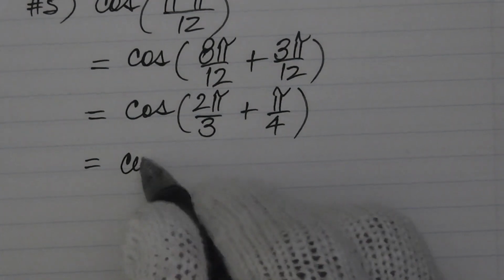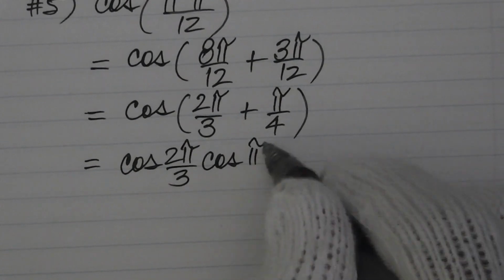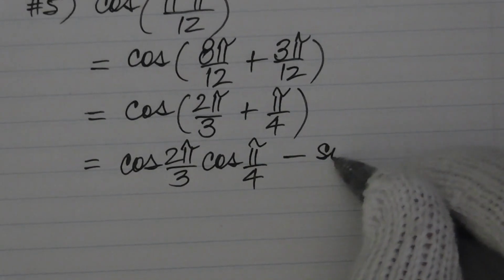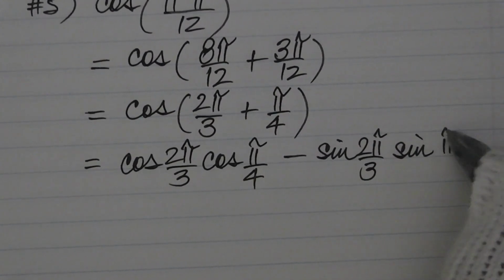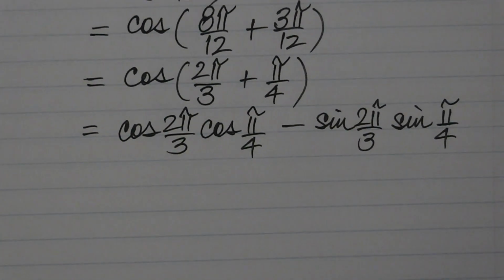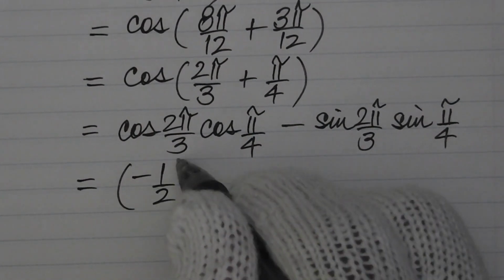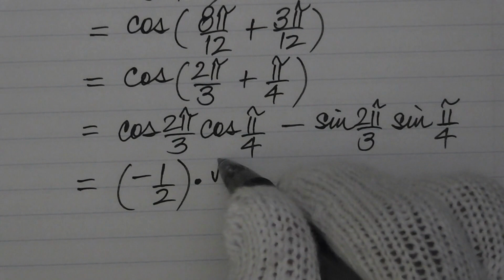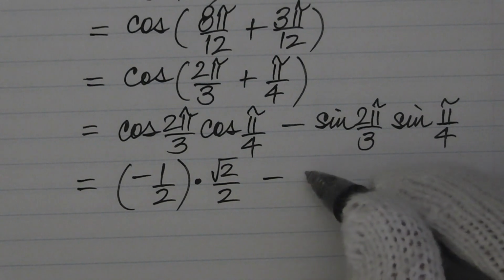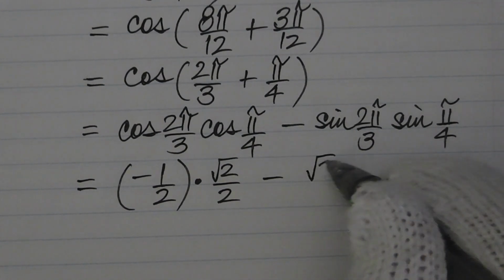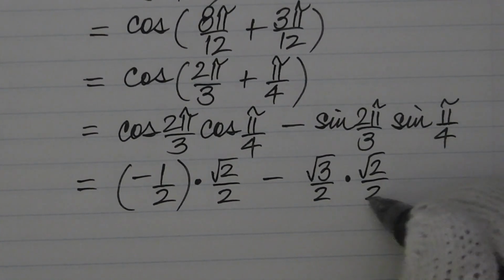That's going to give us cosine 2 pi over 3, cosine pi over 4, minus sine 2 pi over 3, sine pi over 4. Cosine 2 pi over 3 is negative 1 over 2. Cosine of pi over 4 is radical 2 over 2. Minus sine of 2 pi over 3 is radical 3 over 2. Sine of pi over 4 is radical 2 over 2.